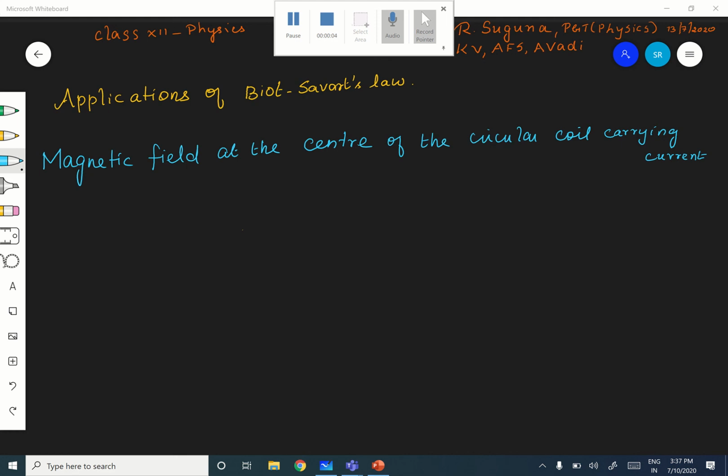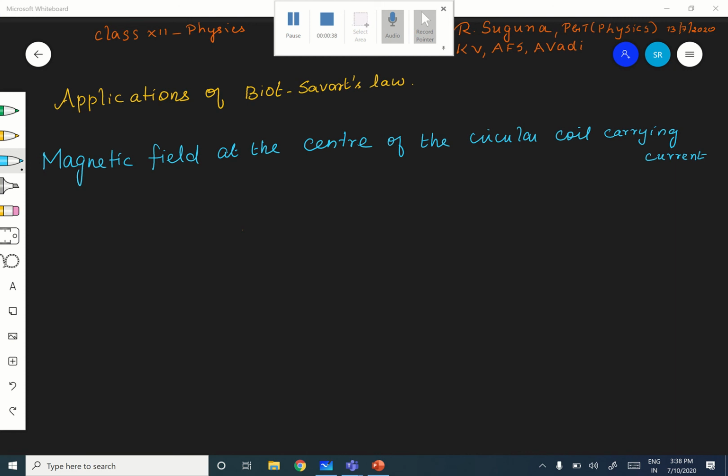Today we are going to see some of the applications of Biot-Savart law. Now we are going to apply the Biot-Savart law we have seen in the previous class, for finding the magnetic field due to a current carrying circular coil. First, we are going to find the magnetic field, meaning magnetic field induction, B, at the center of the circular coil carrying current.